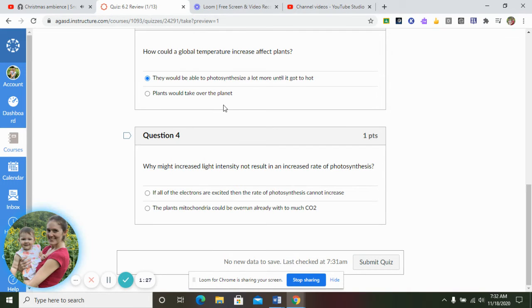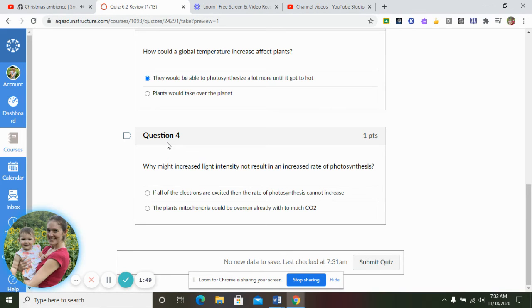So plants won't take over the planet unless, along with that temperature increase, there is a very high increase in humidity as well. And if it starts raining a lot, then those plants won't have to worry about losing that water. And the last one, why might increased light intensity not result in an increased rate of photosynthesis?